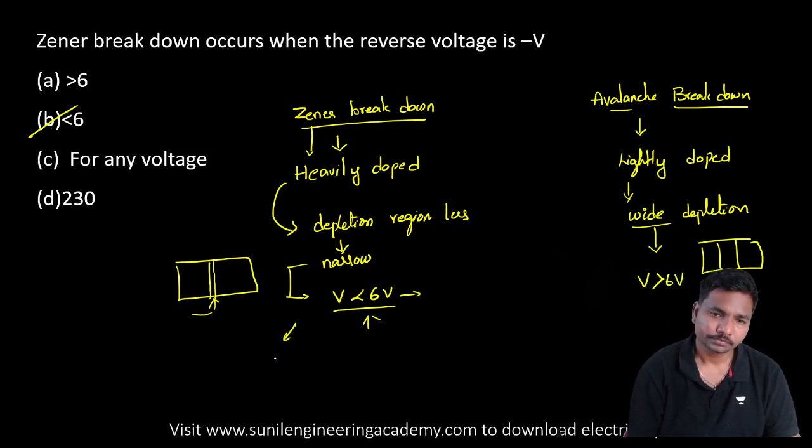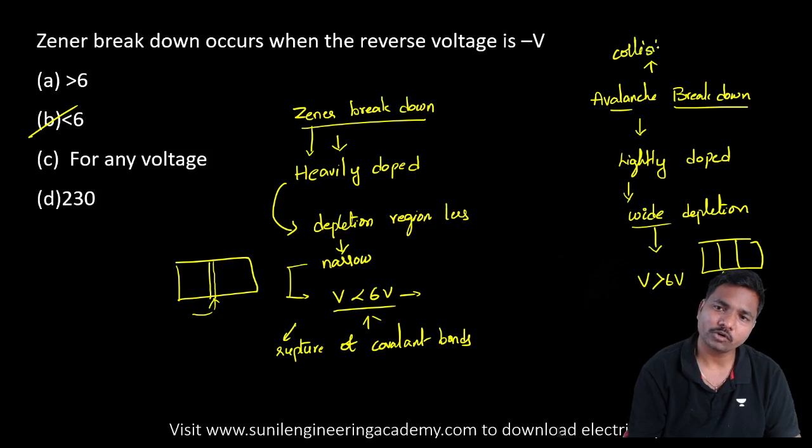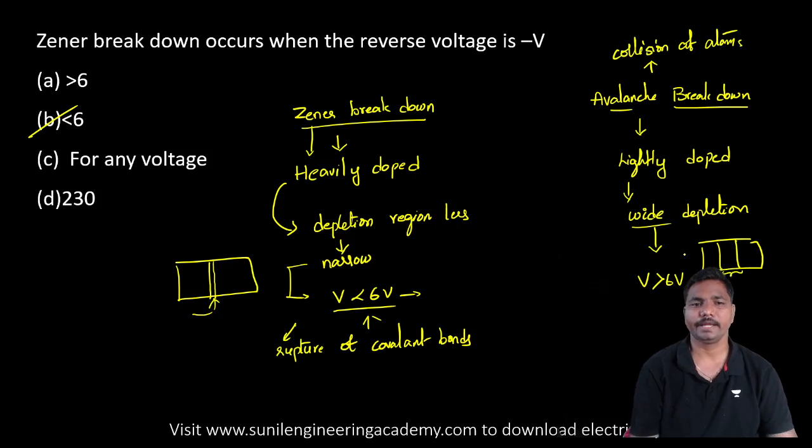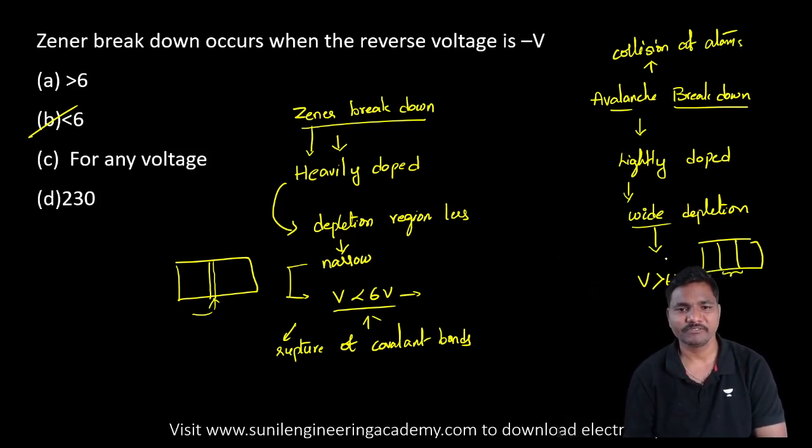Zener breakdown is due to rupture of covalent bonds. Avalanche breakdown is due to collision of atoms. Whenever the voltage is high, collision of atoms takes place. So due to the collision of atoms, the junction breaks down.